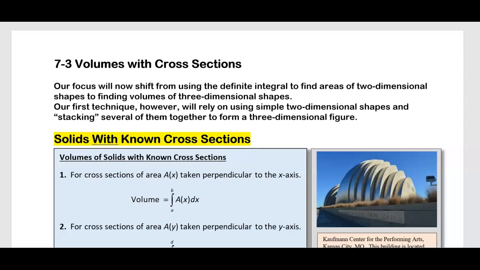Great. Our focus will now shift from using definite integrals to finding the area of two-dimensional shapes to finding the volumes of three-dimensional shapes. So we have to think three-dimensional.